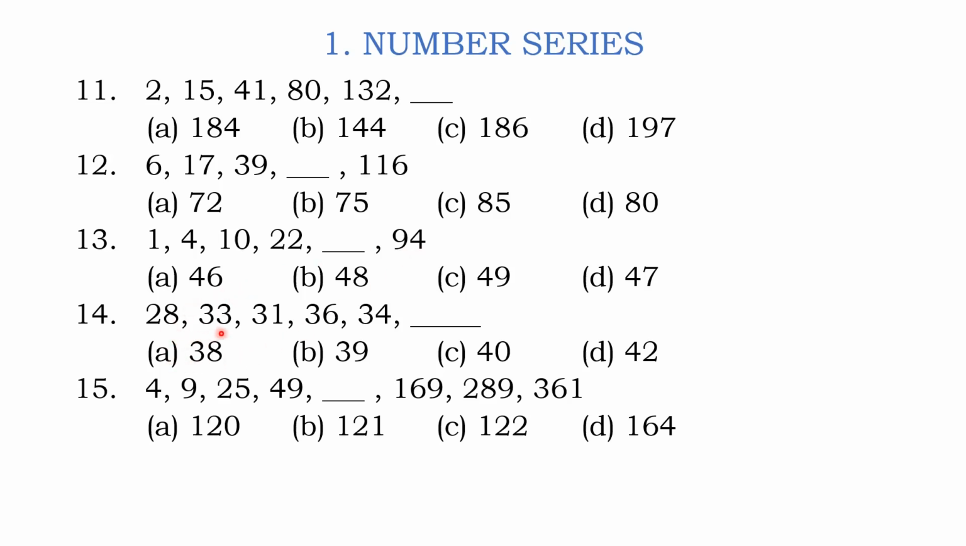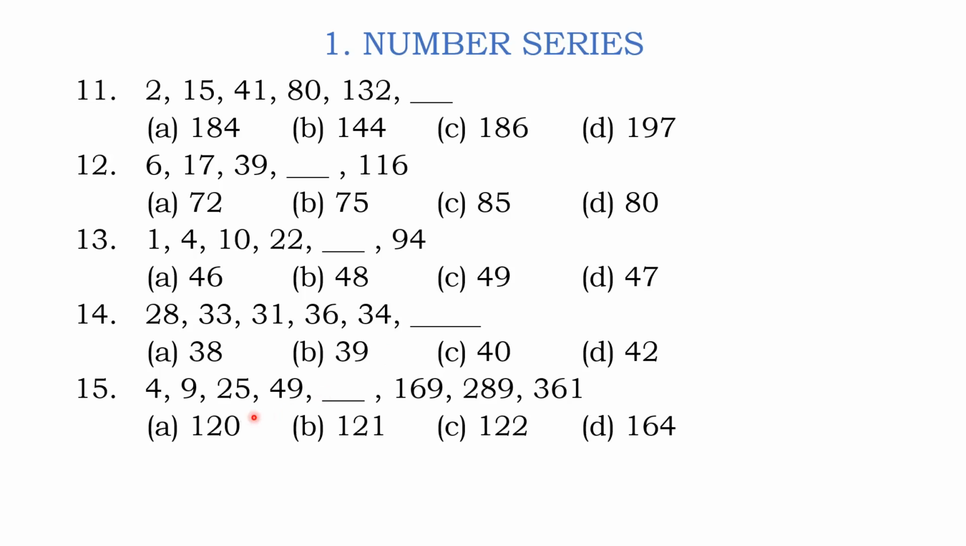28, 33, 31, 36, 34, blank. Here if you observe, the difference is not either in ascending or descending order, but it is cyclically changing. 28 and 33 differ by plus 5, 33 and 31 differ by minus 2, then again plus 5, again minus 2. So the next number should be plus 5, 34 plus 5, 39. So the answer is B.